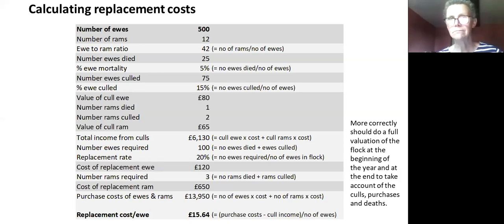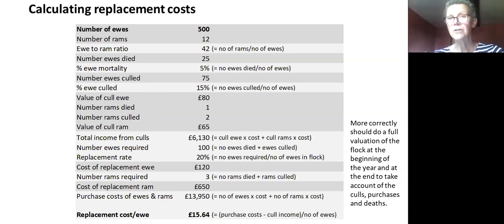25 ewes die, which is effectively 5% of the flock dying, which isn't abnormal. It's a fairly common figure. We can see figures down at 2%, but quite commonly it's 5%. The number of ewes culled is 75, so that's 15% of the flock.